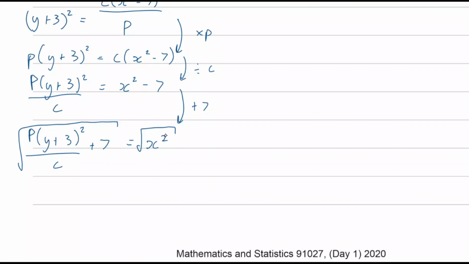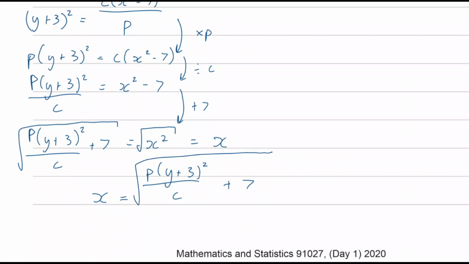And then, of course, when we square root x squared, that just becomes x. So what we're left with is x will equal the square root of p times y plus 3 squared over c, plus 7. And notice this plus 7 isn't in the numerator. That's very important. If you put it in the numerator, you'd have to write it as plus 7c so that it will then cancel. So just be careful when you're adding stuff to both sides, whether it is in the numerator or not. In our case, it wasn't.